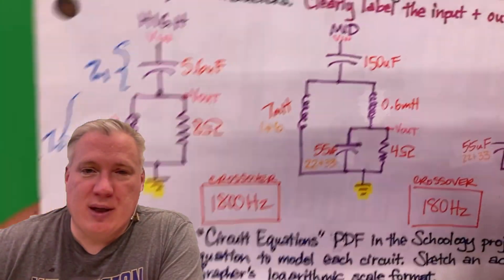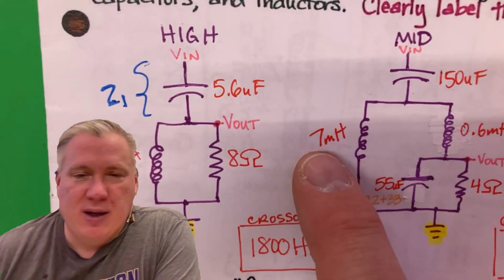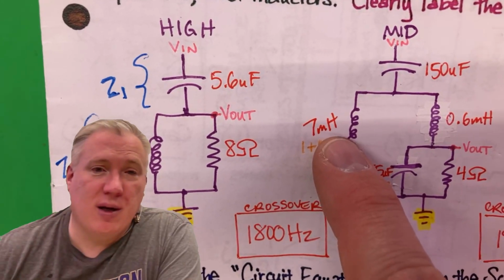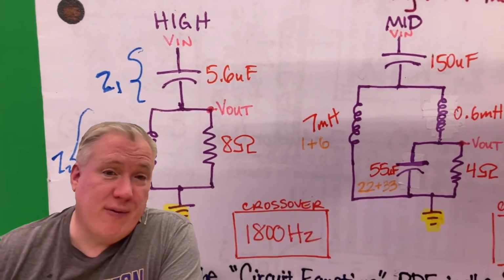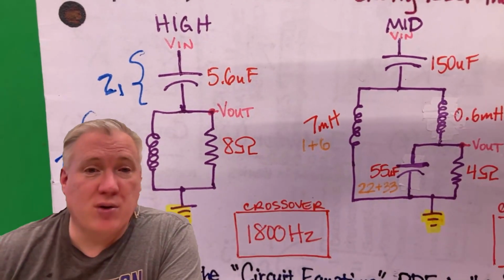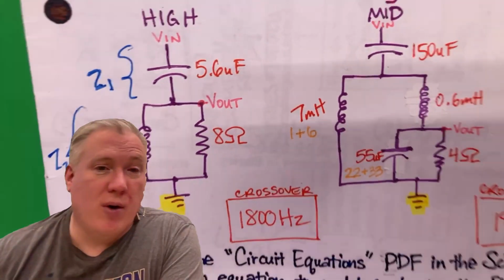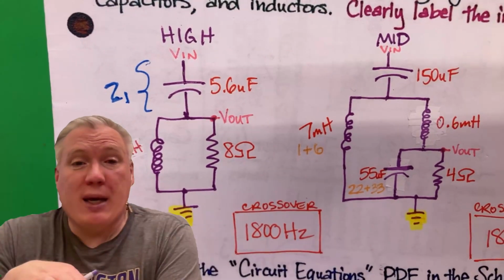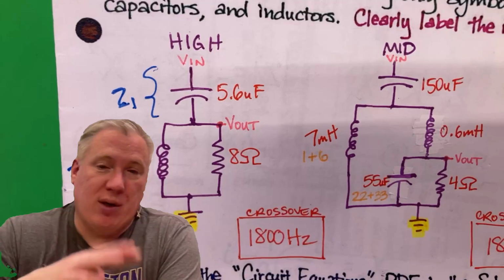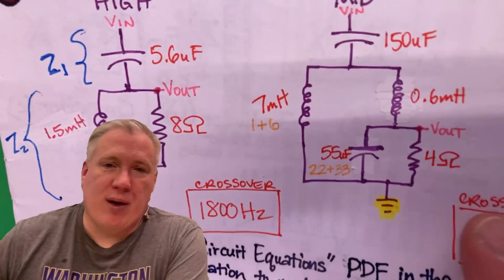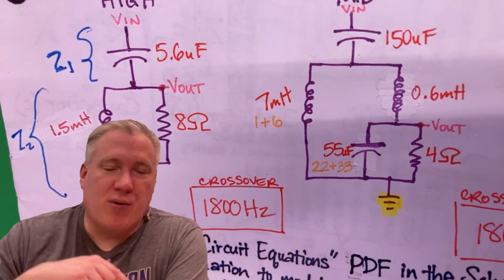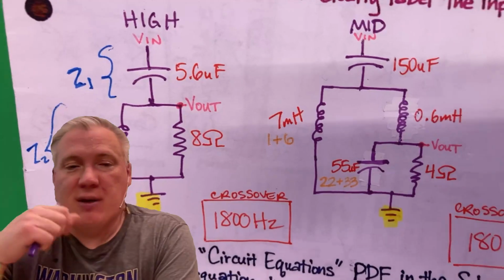And in some cases, I couldn't make them directly. For example, this 7 mH inductor, well, there isn't a 7 over there. There's a 1 and a 6, so I could use a 1 and a 6 to make it. So I wrote 1 plus 6 to remind me when we go to make it, that's how I'm going to make it. I'm going to use a 1 and a 6. Same thing here with 55, 22, and 33. Those existed, but 55 did not.